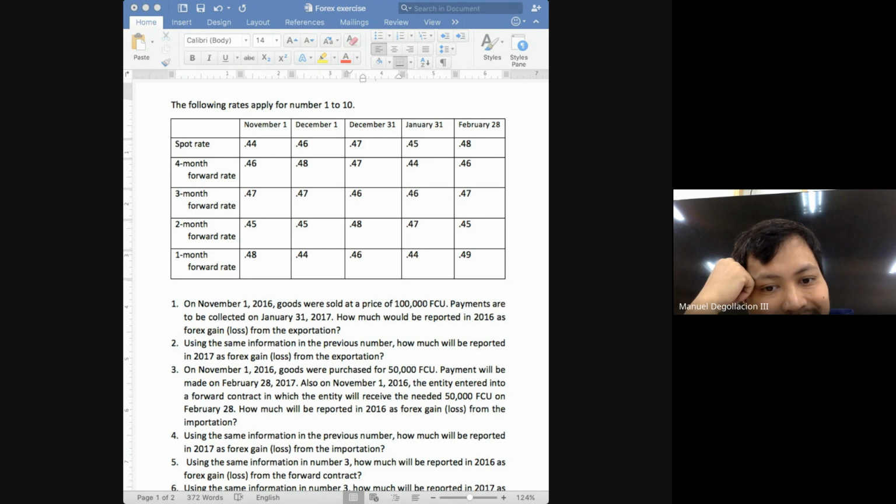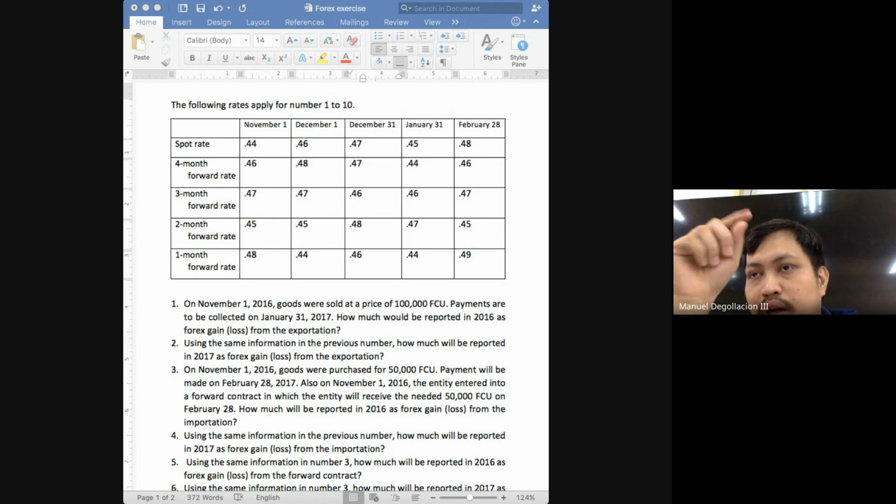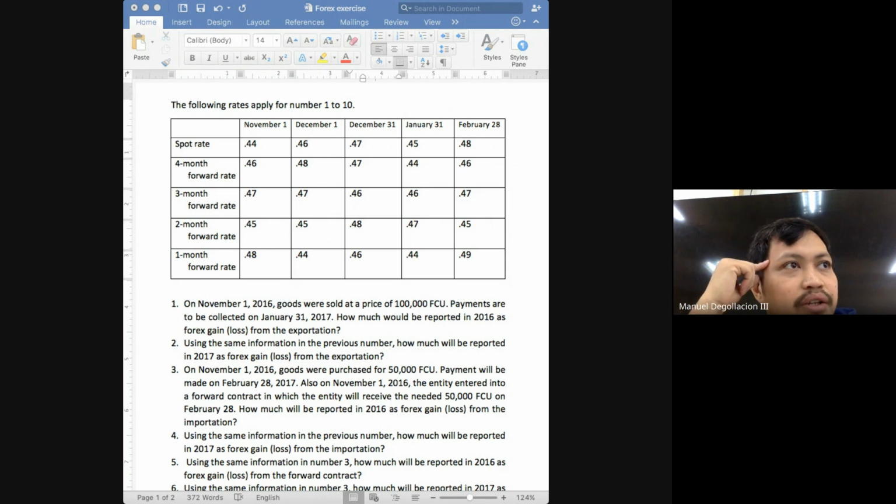The next question is, how much would be the restated or adjusted balance on January 31? How much are you going to receive on January 31? Are you going to be receiving pesos? No. What will you receive on January 31? You will receive 100,000 foreign currencies. But what is the value of this 100,000? How do you get the value of this 100,000 using our reporting currency? By using what rate? Forward or spot rate? Spot rate. Again, ignore forward rate unless there is a forward contract.